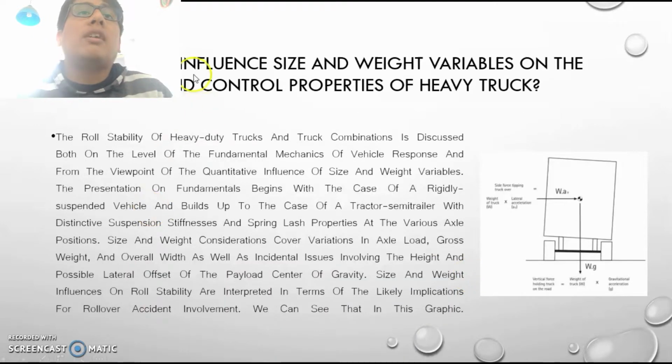How does influence size and weight variables of the stability and control properties of heavy truck? In this case, we answer that the roll stability of heavy duty trucks and truck combinations is discussed both at the level of the fundamental mechanics of vehicle response, and from the viewpoint of the quantitative influence of size and weight variables. The presentation of fundamentals begins with a case of a rigidly suspended vehicle and wheels and builds up to the case of a tractor semi-trailer.